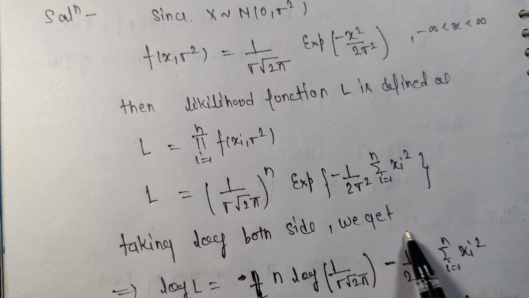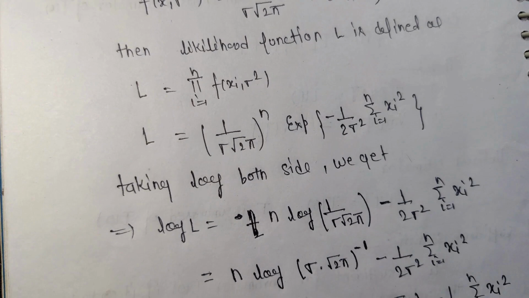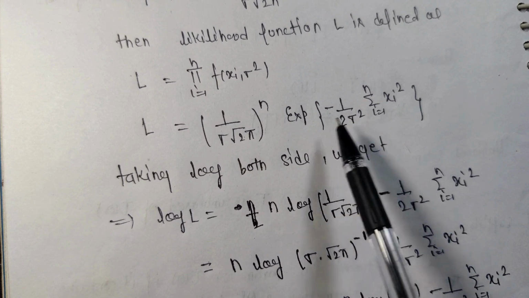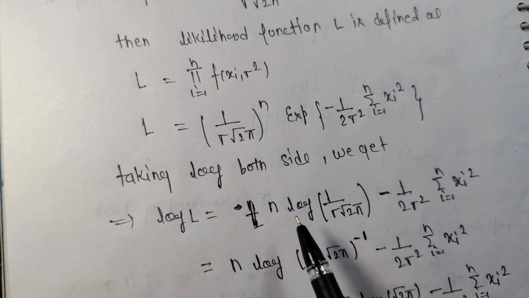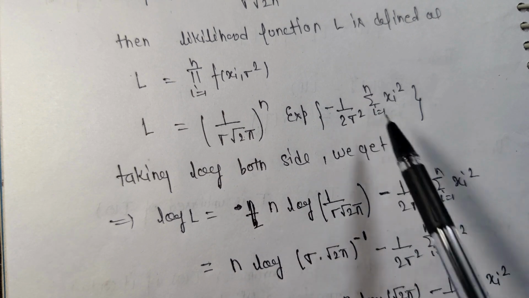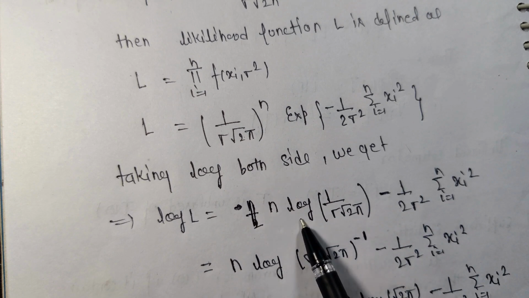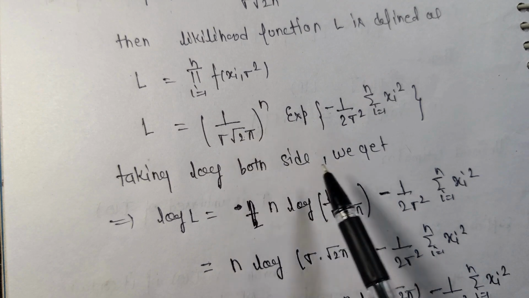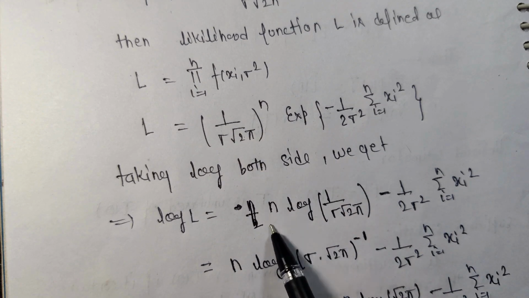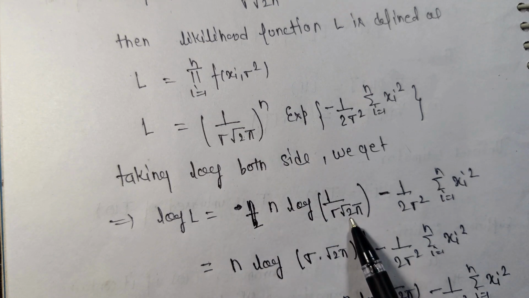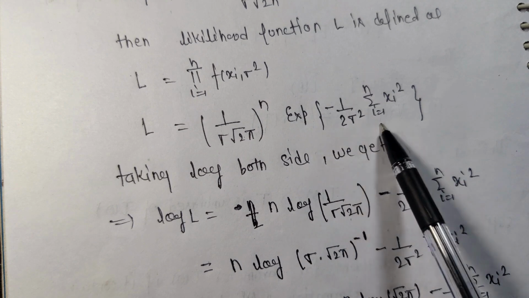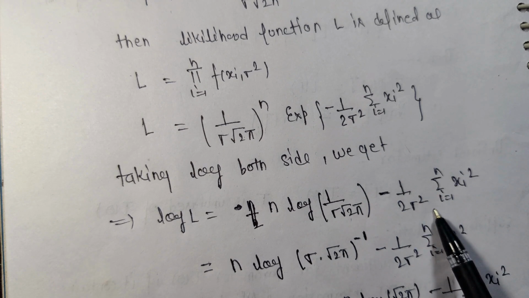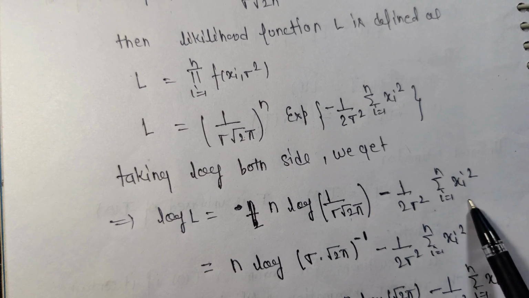Taking log on both sides, we get log of L is equal to, this is the first function, this is the second function. So log of A into B, that means this is A and this quantity is B, then you can simply write it as log A plus log B. Log A, this is a power of n, so you can write it in terms of n log 1 upon sigma root 2 pi. And the second quantity is in exponential form, so log exponential gives minus 1 upon 2 sigma square summation of xi square. Is it clear?